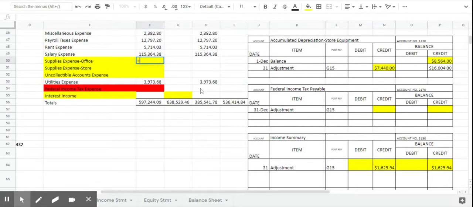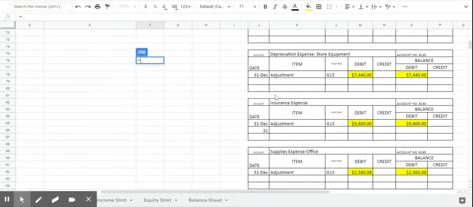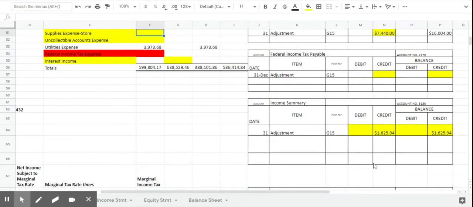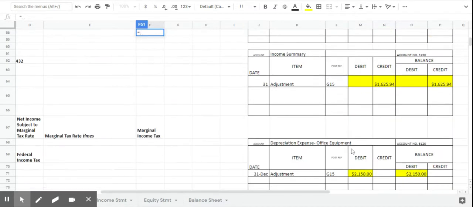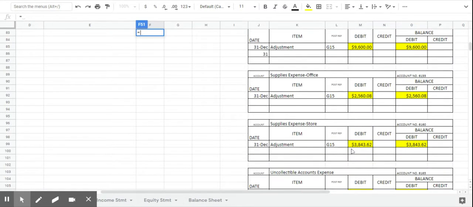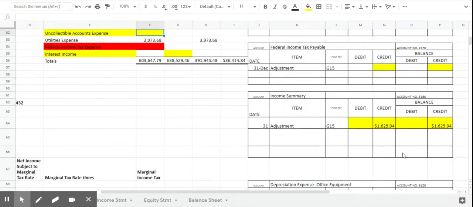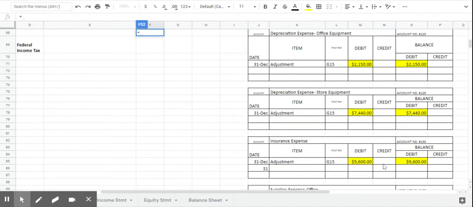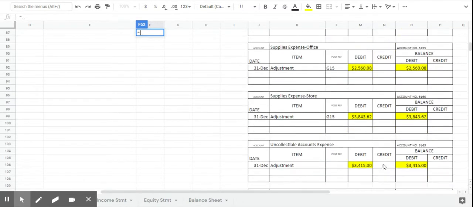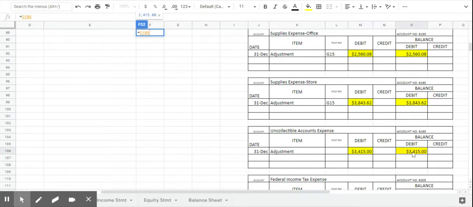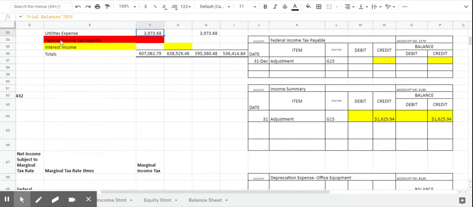Supplies expense, 2560.08. Supplies expense store, 3843. Uncollectible accounts, 3415. Don't know federal income tax yet. We're about to find it out. The last number, interest income, I believe, is 533.33.